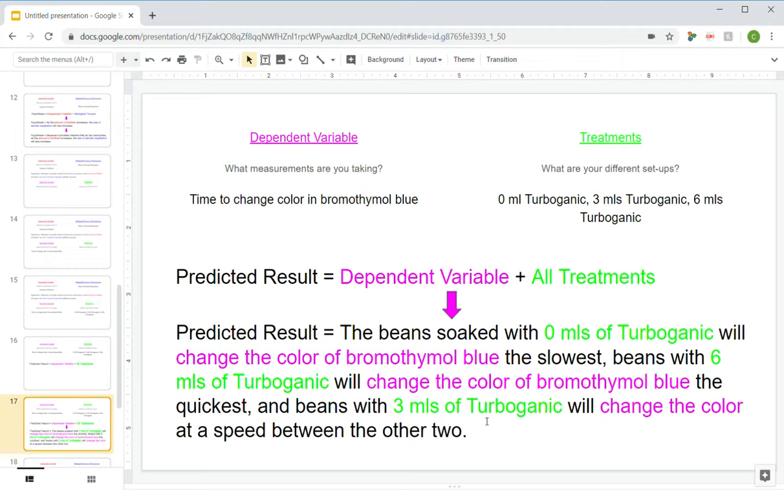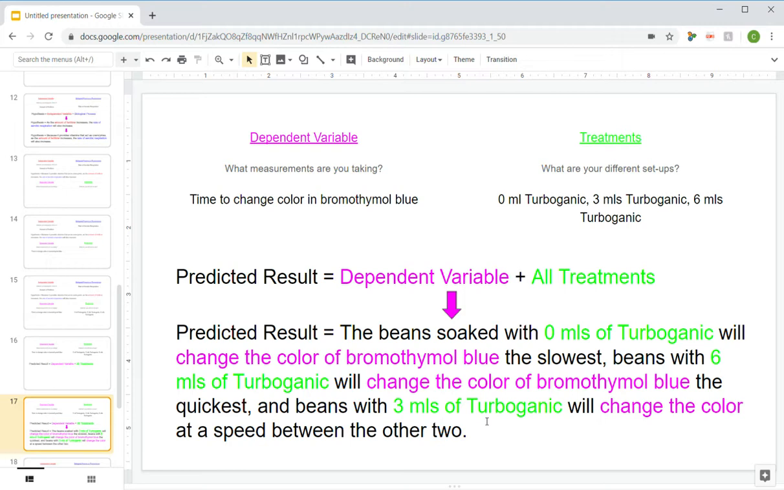When you are writing your predicted results, some people will get impossibly specific, which you can't predict if you haven't done it before, where they'll say beans soaked with 6 mils of Turboganic will change the color of bromothymol blue within 15 minutes. Beans soaked with 3 mils of Turboganic will change the color in 45 minutes. You don't need to say that. You can just rank them. Just rank who's going to be fastest, who's going to be slowest, and who's going to be in the middle.